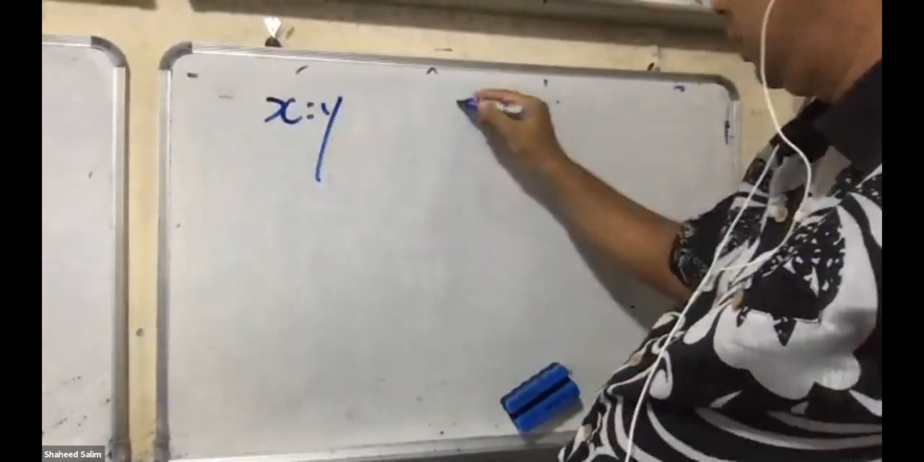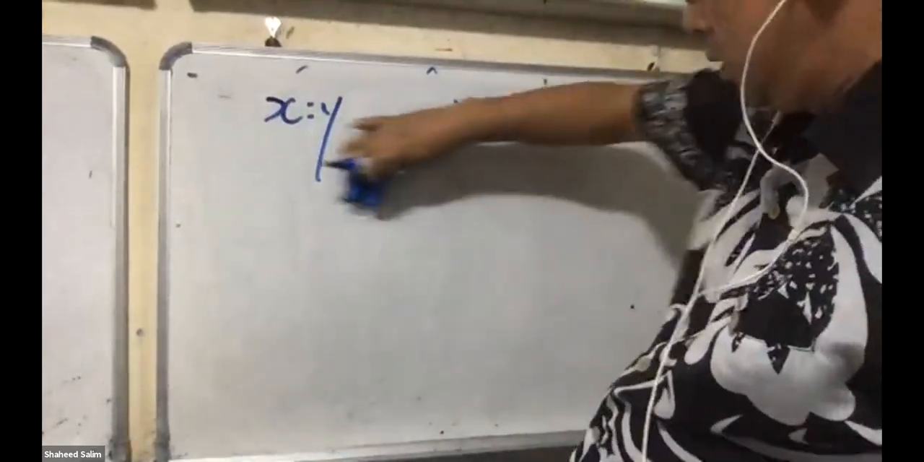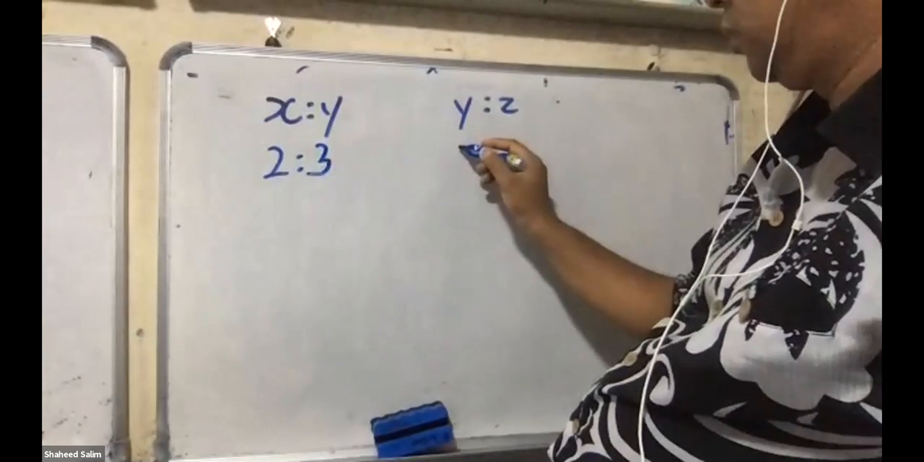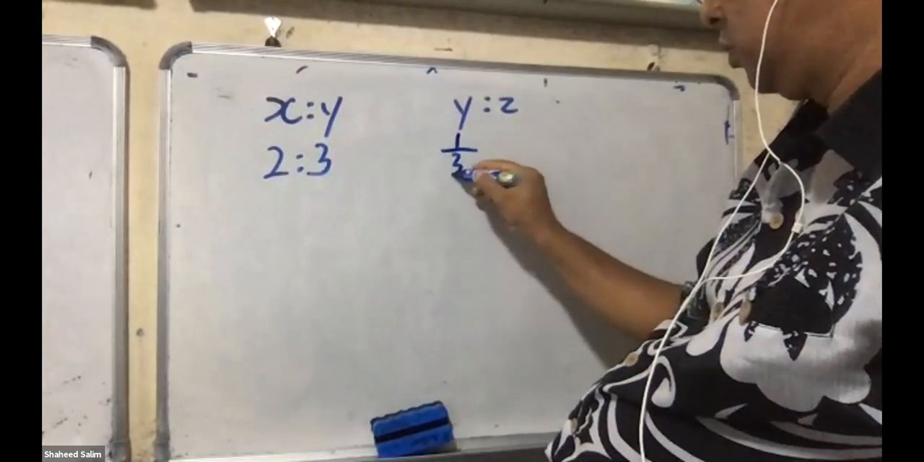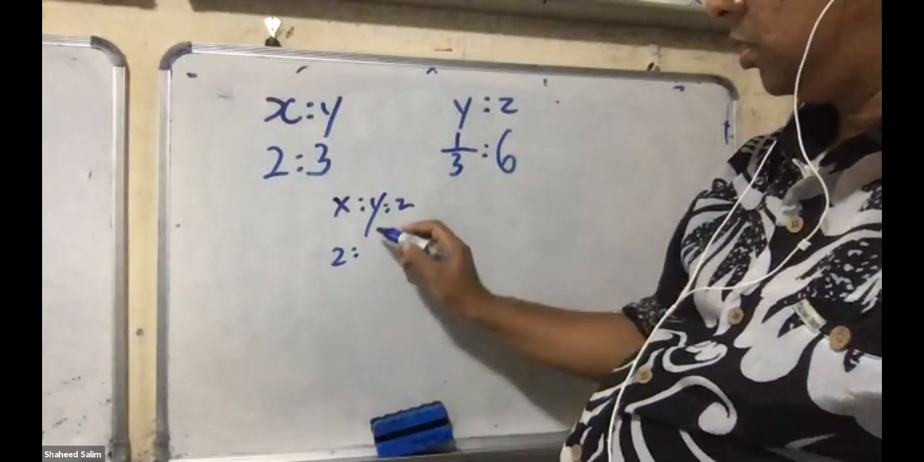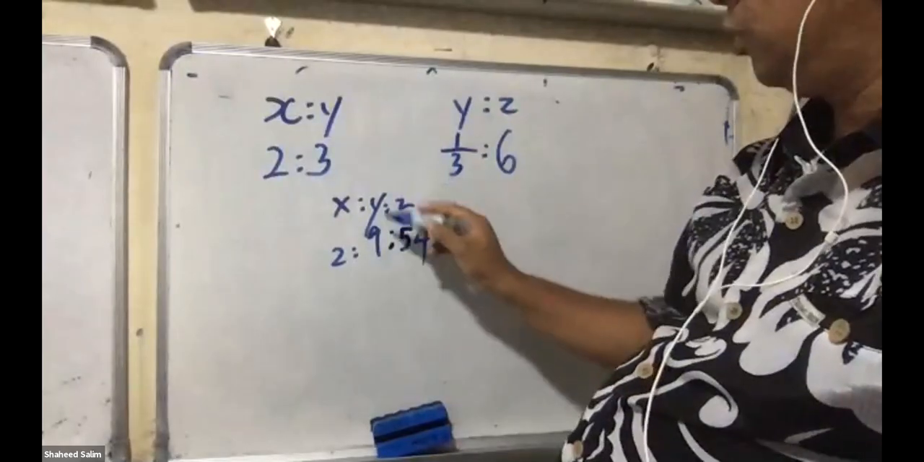X is to Y. Y is to Z. All right. So here we go, huh? 2 is to 9. 9 is to 54. Okay, now this one you must make sure it's the same number.